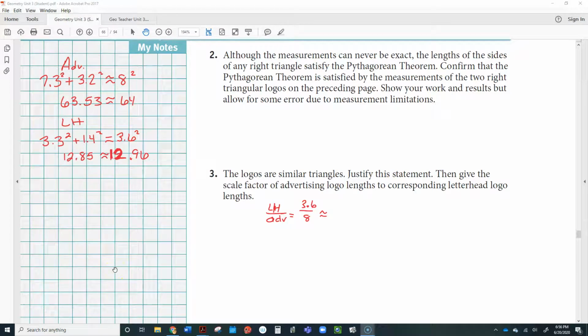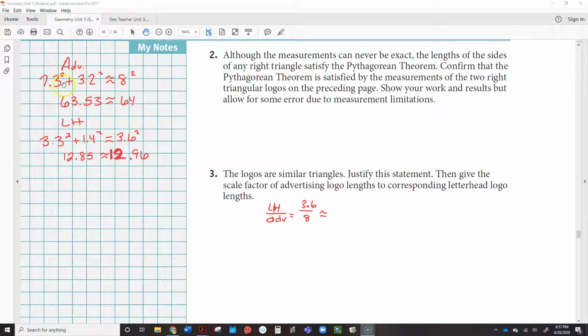Okay, so problem number 2 says very plainly, although the measurements can never be exact, the lengths of the sides of any right triangle should satisfy the Pythagorean theorem. So I plugged the numbers in, and these numbers right here came from my table that I created, the one that I showed on my document camera.